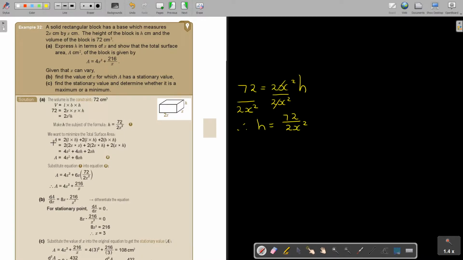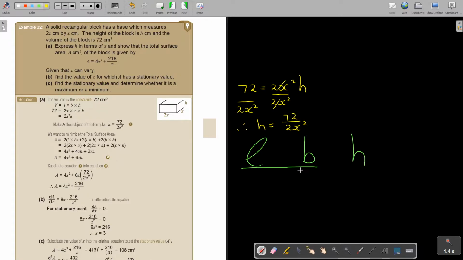Now we start to minimize the total surface area. So the area is, now don't forget what is the area. I want to show it to you here. Say for example, you have length, you have breadth, and you have height. Now always do it like this. Take the first 2 and multiply it by 2.